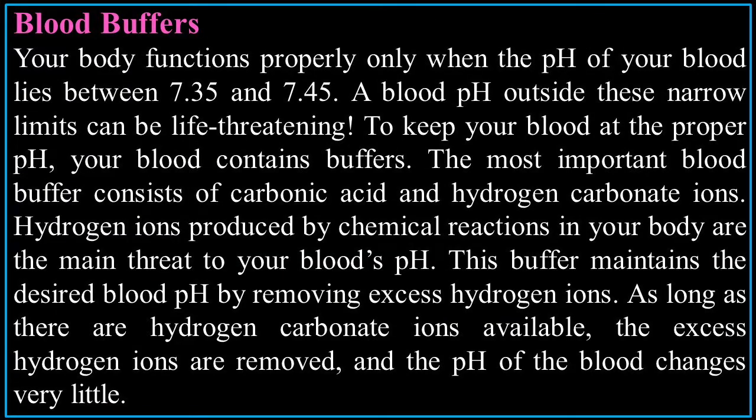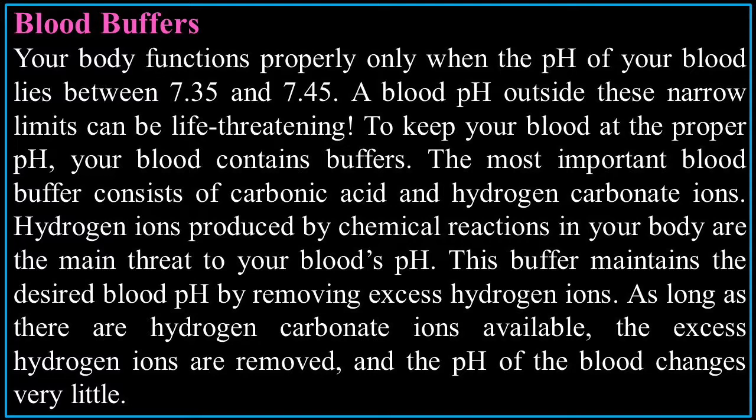Your body functions, this is blood buffers, this is kind of an on the side. Your body functions properly only when the pH of your blood is between 7.35 and 7.45. A blood pH outside these narrow limits can be life-threatening. To keep your blood at the proper pH, your blood contains buffers. The most important blood buffer consists of carbonic acid and hydrogen carbonate ions, or bicarbonate ions.